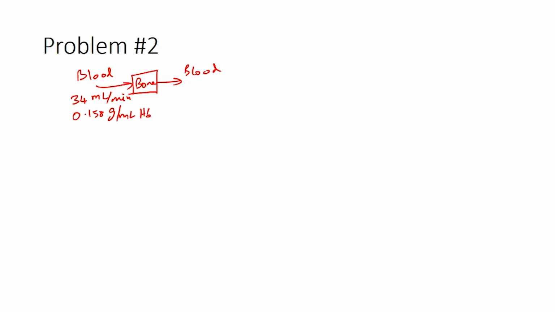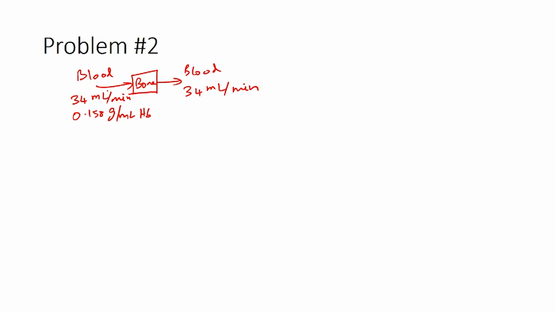We have also been asked to assume steady state, which means the flow rate of blood leaving the bone would also be 34 ml per minute. So, now we need to identify how much oxygen is actually entering and leaving the system, and we have to calculate the consumption based on the information given to us. For this we would have to write an oxygen balance for this system.